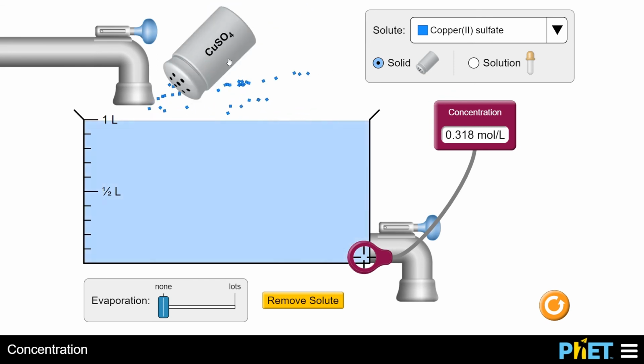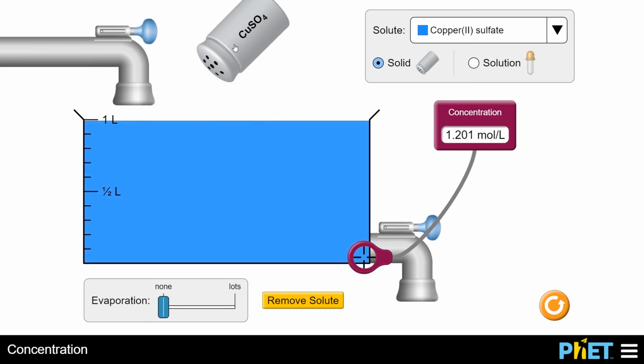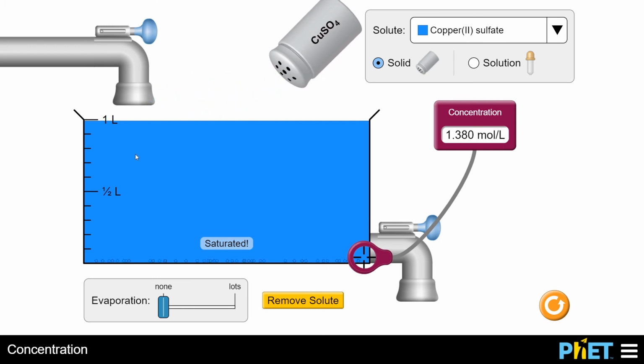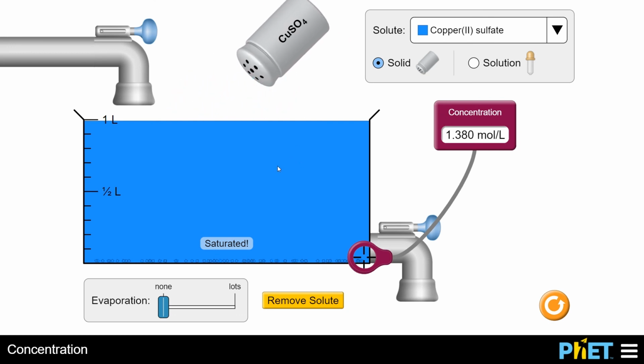Now, if I add lots and lots of solid, just give it a sec, a little bit more, a little bit more. What we'll start to see is that the copper sulfate is now saturated. It's so concentrated that it can't hold any more copper sulfate particles. So anything that I add settles to the bottom, it doesn't dissolve, and you'll notice that the concentration at this point will not change. All I'm doing is adding more solid. So the concentration that's being measured here is just for the copper sulfate that's dissolved in the liquid, not any of the solid that's sitting at the bottom.